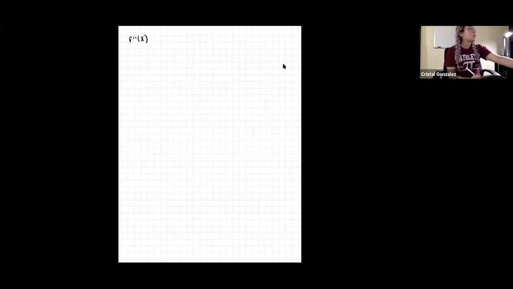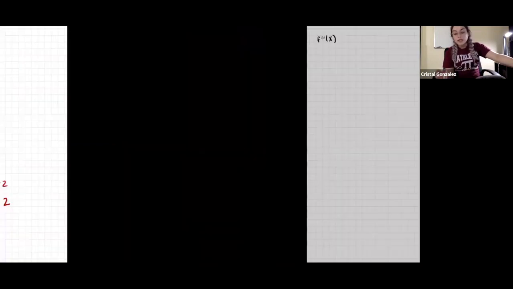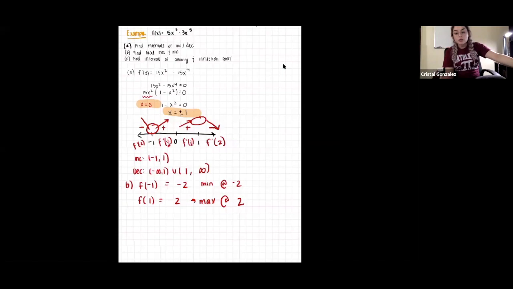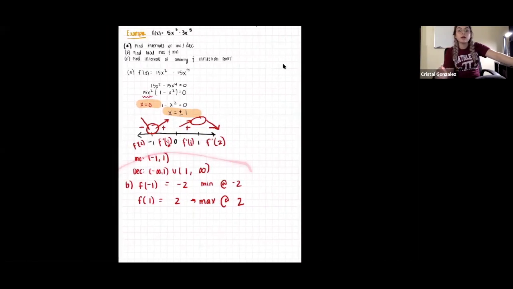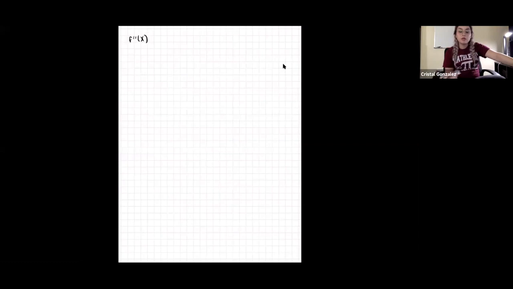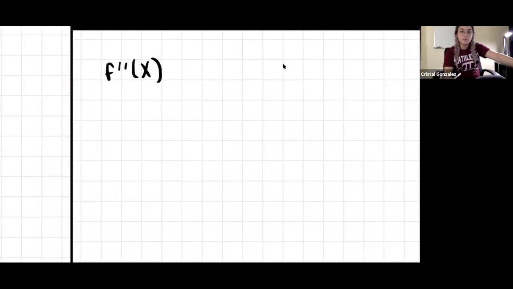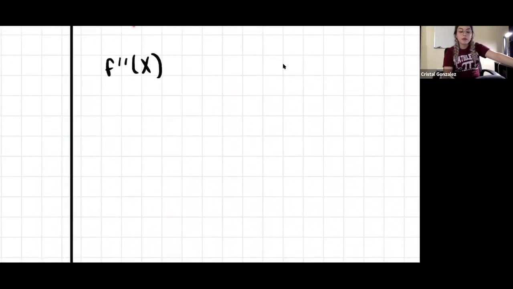Now I want to mention something real quick. I decided that I was going to do the first derivative test here in order to find the minimum and the maximum values, but we didn't have to do that. You could have also done the second derivative test here, and I encourage you to try it on your own to see what you get, and to see if you get the same thing. You should.